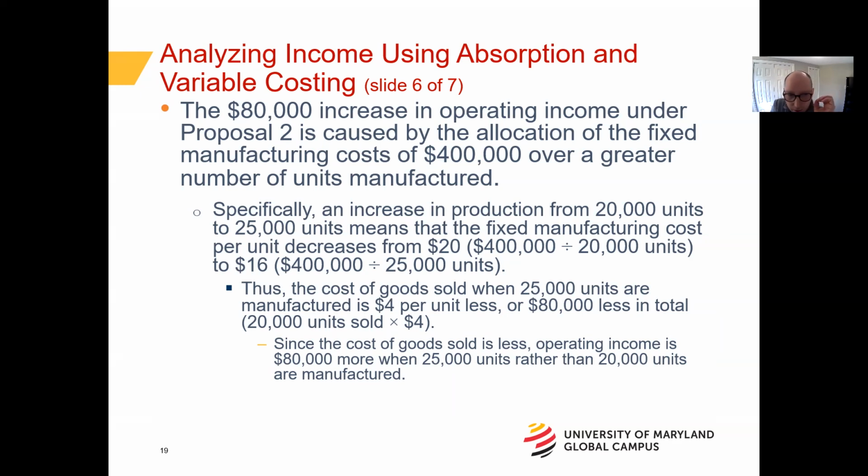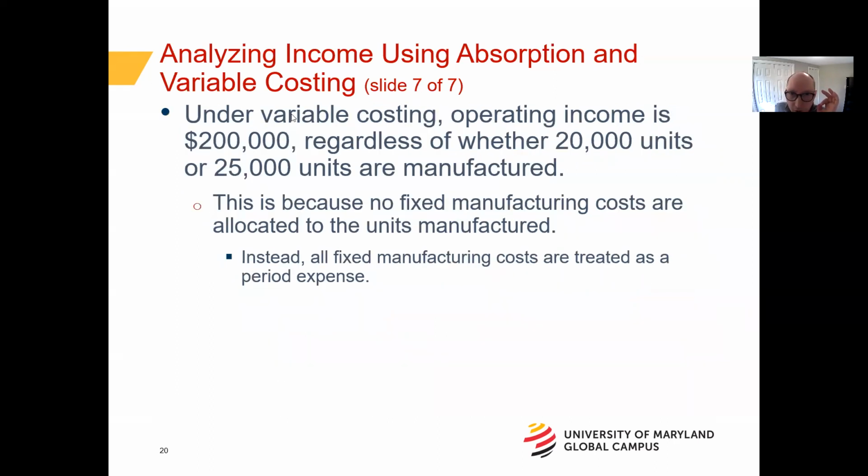Now, that may not be the case under variable costing. Under variable costing, the operating income is 200,000, regardless of whether we made 20,000 units or 25,000 units. Now you're wondering, oh, Dr. B, how could that be? You know, that it would be the same. Remember, we only sold 20,000 units.